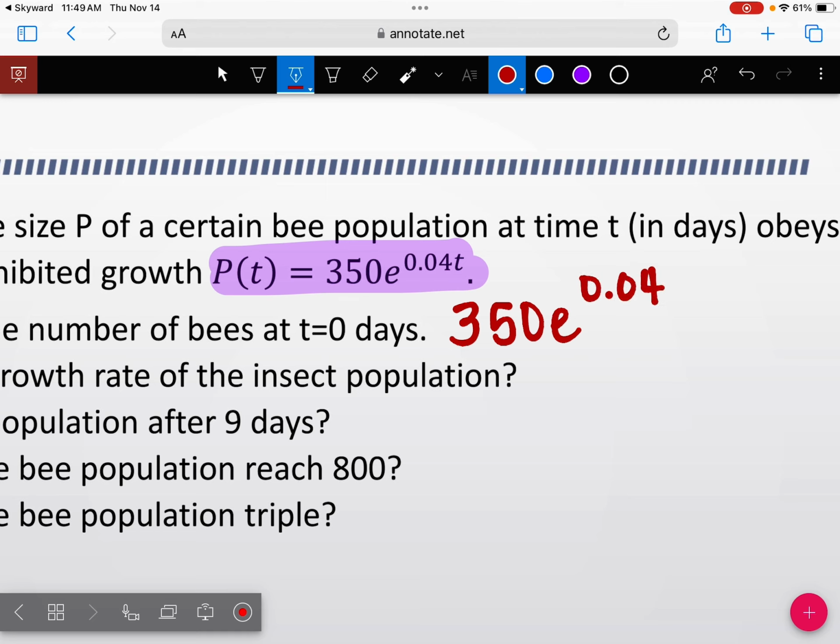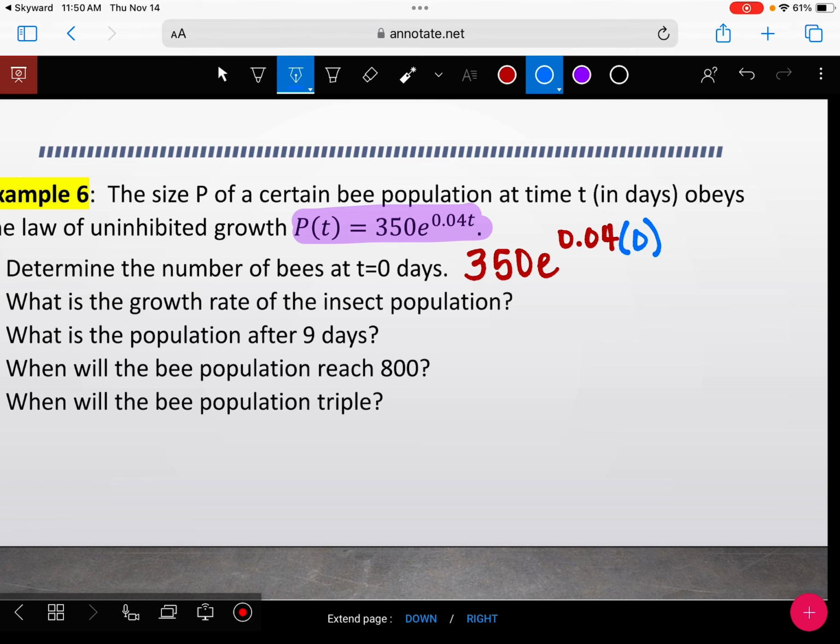So that stands for a 4% increase. This bee population has an increase of 4% each day. So at t equals 0, substitute that in, and you should get that there will be, at the beginning, 350 bees.